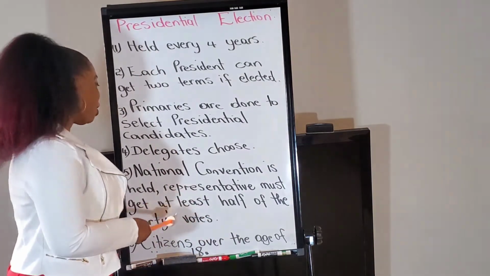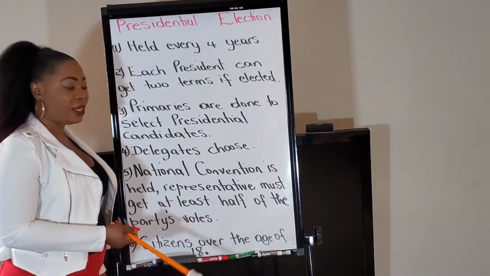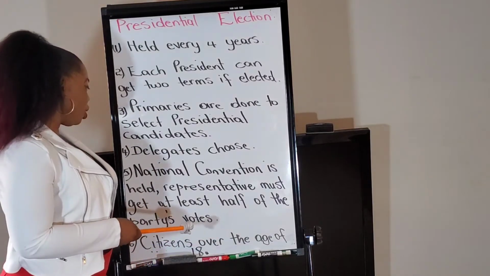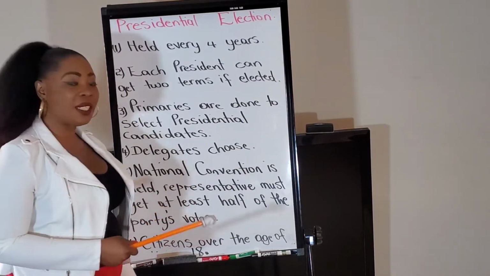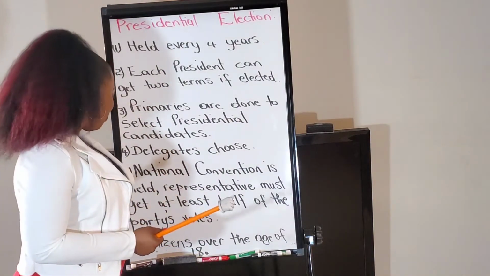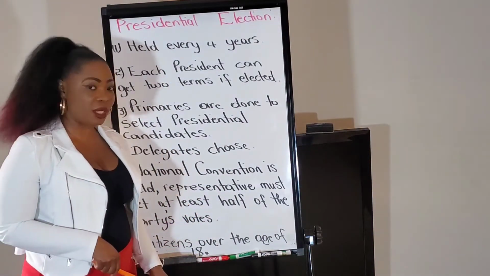Now, there is a national convention. After that, there is a national convention, and this is held, and representatives must get at least half of the party's votes. All right.